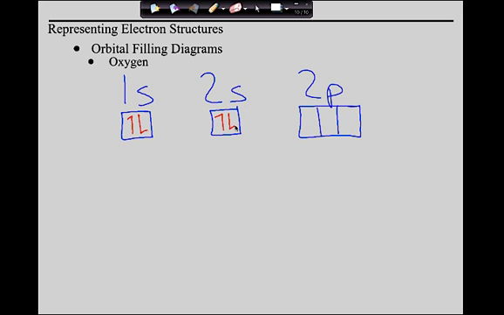Now guys, how many electrons does oxygen have? 8. We need 4 more. So check this out. Electron 5 goes there. Now be careful. Electron number 6 does not pair up. Here's the rule. If you've got a sublevel with more than one box, half fill the boxes first. So electron 6 will go here, electron 7 will go there, and electron 8 will go there. And that is the orbital filling diagram for oxygen.